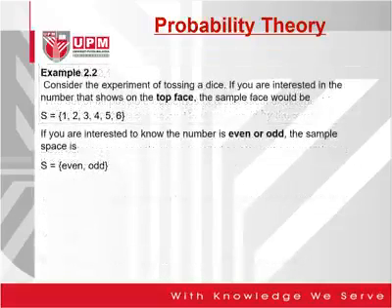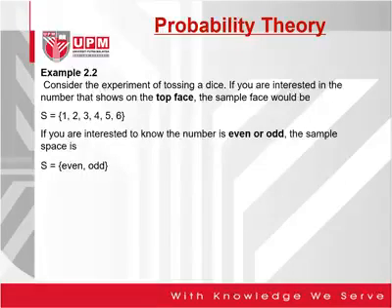Okay, now we go to example 2.2. We have a case where we use dice. What is the sample space for dice? It is 1, 2, 3, 4, 5, 6. This example will show you we can define the sample space in different manners. If I ask what the sample space is for getting a value of the dice, then the sample space must be 1, 2, 3, 4, 5, 6. There are 6 elements altogether.